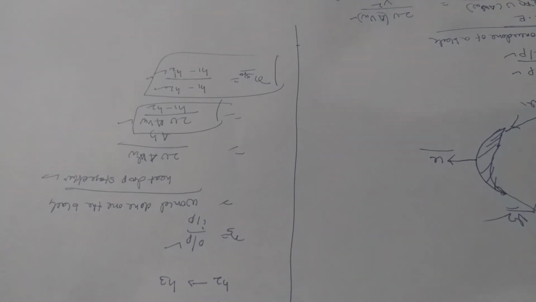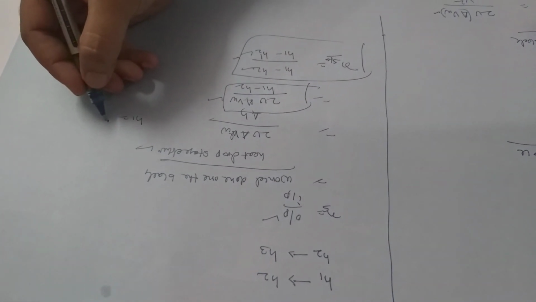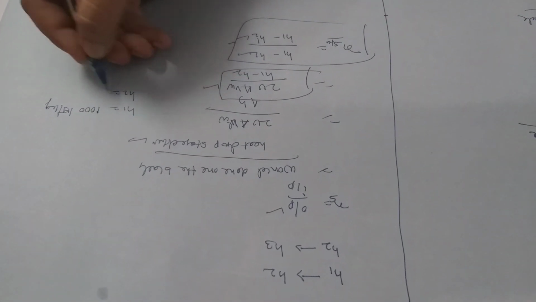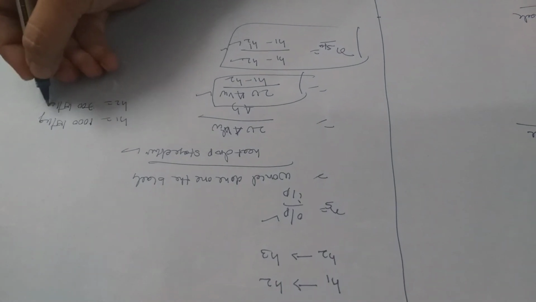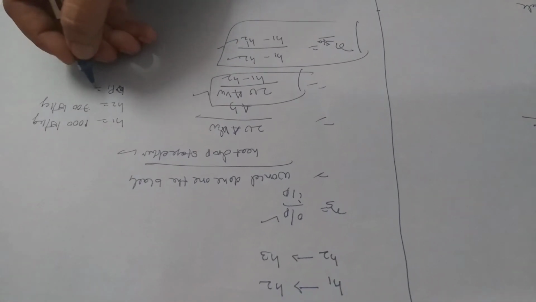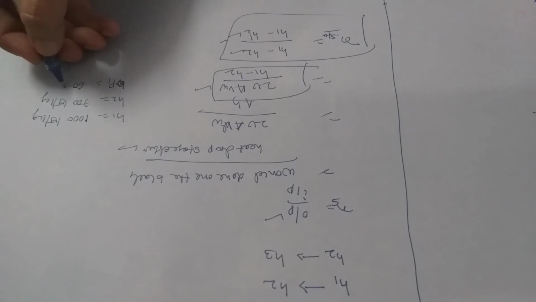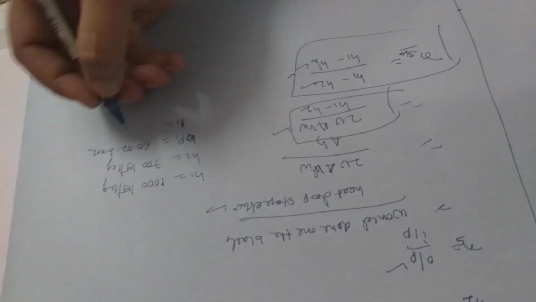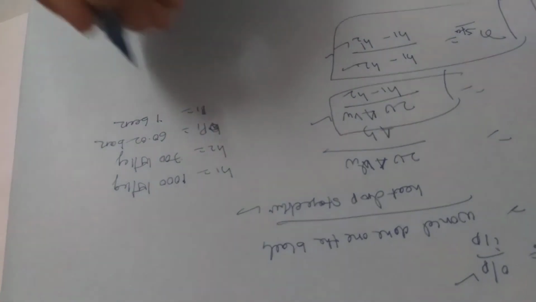So how will it be found? Take an example: consider H1 is 1000 kilojoule per kg and H2, after the heat drop, is 700 kilojoule per kg. The inlet pressure P1, consider, is 60 bar, and the outlet pressure P2 should be 1 bar after expansion.